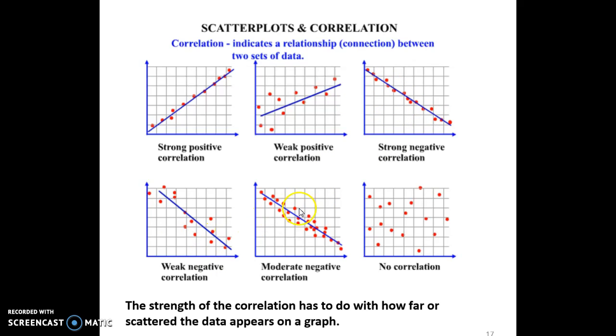I guess weak as opposed to the other ones. This is a moderate. They have a picture of a moderate where they're all pretty close. And this is obviously a picture of no correlation down here on the end. So it'll give you an idea of what we're talking about. So you have a correlation or not. It can be positive or negative, but it can be weak, moderate, or strong. And that's the key to this thing.